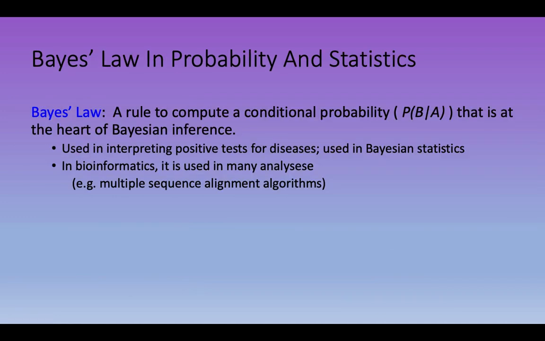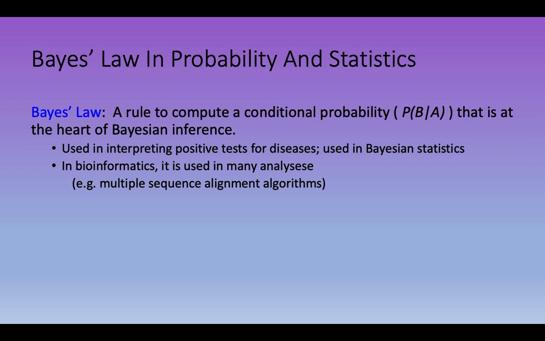So the reason I bring up conditional probabilities is, one, they're real, they happen all the time, and we should be able to compensate for them. Things are not always independent in real life. But the other reason is that it opens the door for us to talk about Bayesian probability and statistics. Specifically, we're going to be looking at Bayes' law. Bayes' law is basically just a rule that we can use to compute a conditional probability.